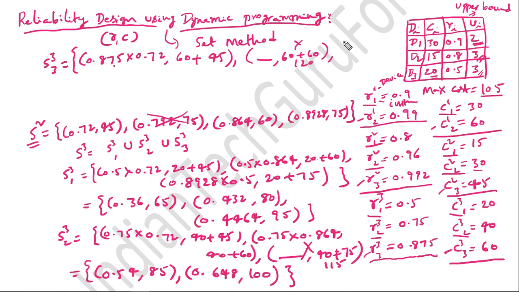Similarly, for the third tuple, don't calculate reliability, calculate the cost: 60 plus 75. 60 plus 75 is 135. So no need to consider, discard this entry also. So only one entry will be there for S power 3 suffix 3. So that entry is 0.875 into 0.72. The value is 0.63, comma 60 plus 45, 105. So this is the only entry left for S power 3 suffix 3.